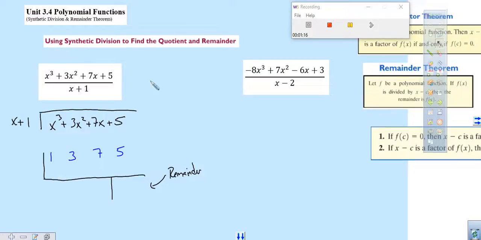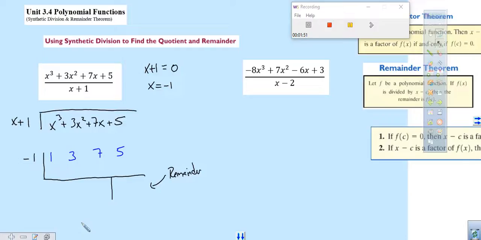We use what's called the factor theorem, and the factor theorem says that if you have a factor like x plus 1 and you set it equal to 0 and solve, you get x equals -1 as a possible solution. So we use the factor theorem to make that factor into this possible 0 or possible solution. Okay, so there's our setup.